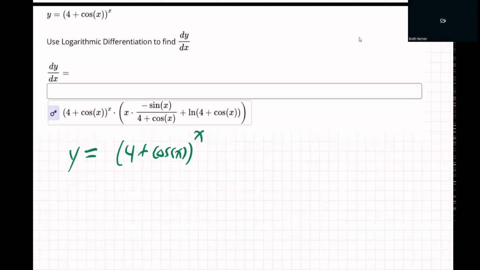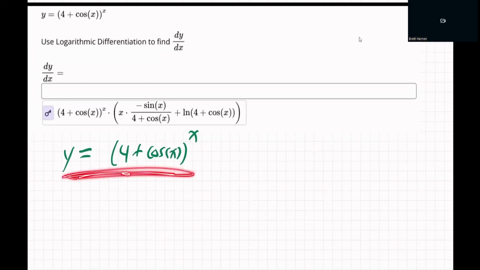Okay, so on this one, we have a function and it's a pretty complex function, and they want us to handle it by logarithmic differentiation. That's because it's got x's in the base and in the power. We don't really have a rule for how you take the derivative of something with x's in the base and in the power.